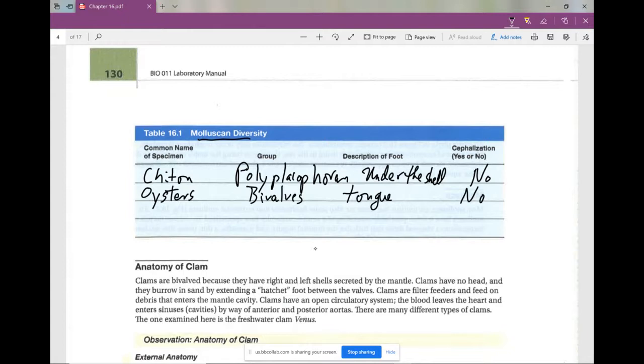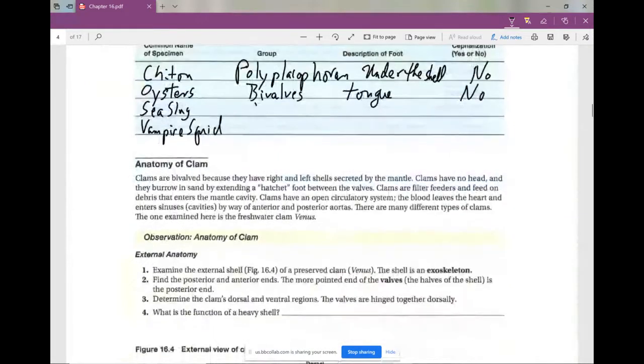All right, and sea slug. What group are the sea slugs in? How would you describe that muscular foot? Do they have a head region? And what about a nice vampire squid? Okay, or Humboldt, or whatever, some sort of octopus. What's the name of the group? And what would we call the foot? I told you what the foot was. Cephalization? Well, let's take a look. All right, and you guys can fill that out.